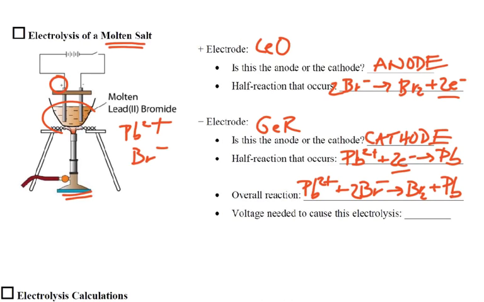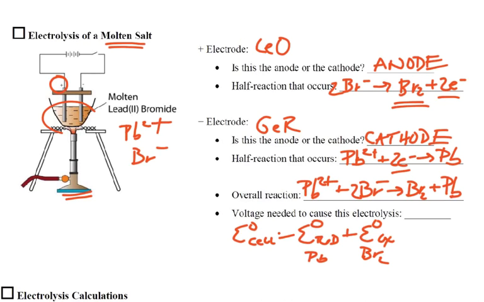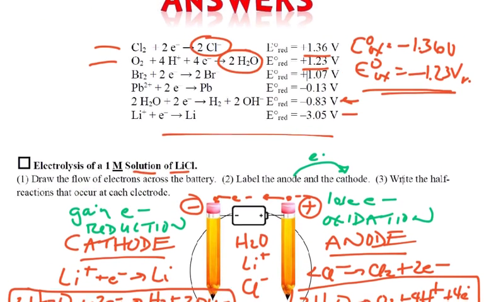Okay, what's the voltage needed for this? Well, we need to go back and get our numbers here. So we're looking for the reduction, so the reduction of lead. So E0 of our cell is equal to the reduction half reaction, and that's the one for lead, plus the oxidation half reaction, which is the number for our bromine. But again, we've got to watch out, because bromine, since its oxidation is going to be turned around, we have to change the sign. So let's go back and look at our equations.